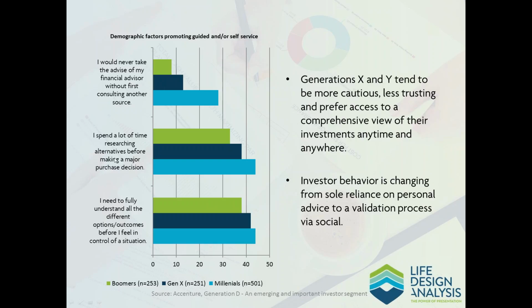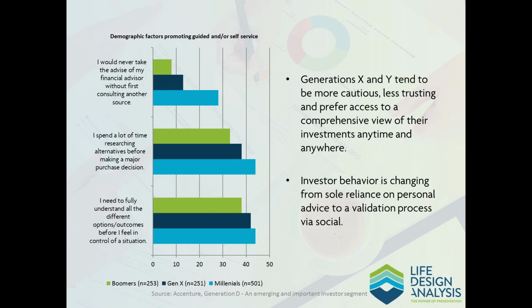The next one is, I spend a lot of time researching alternatives before making a major purchase decision. This one's pretty consistent, but as you can see, as they trend younger and younger, they are spending time researching these products. So know that when you make a recommendation, they want that information to fact check it. They want options. They want to do some research and find out if it really is the best one for them.